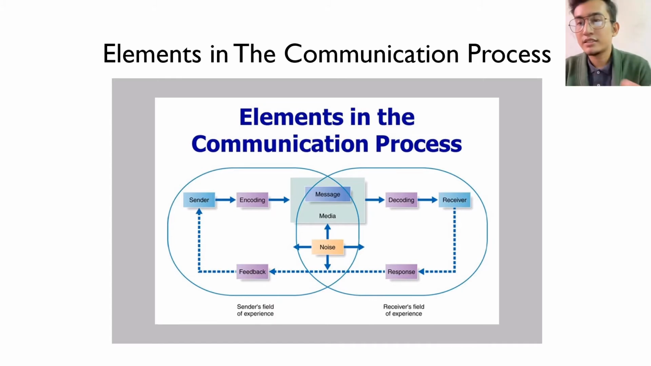Like in the picture, you see the media. There are various types of media that the sender can choose, like television, newspaper, and so on. After the sender sends the message to the receiver, the receiver will receive the message. After that, the receiver will decode the message. Finally, the receiver will provide feedback back to the sender.